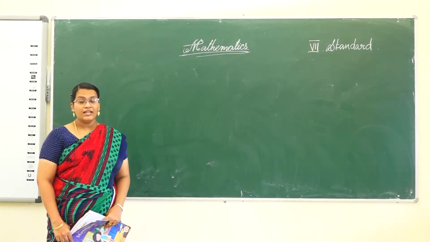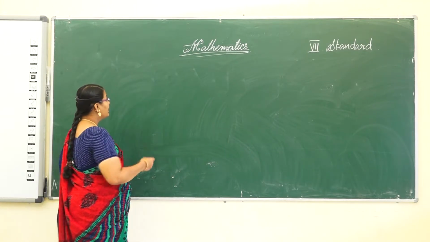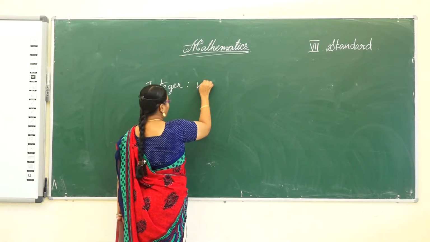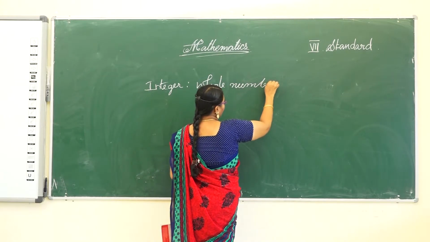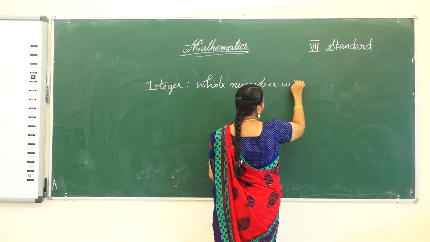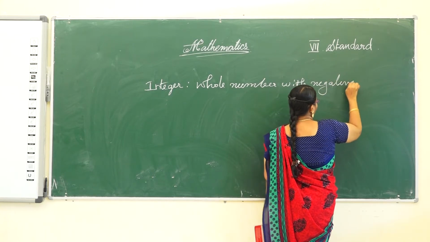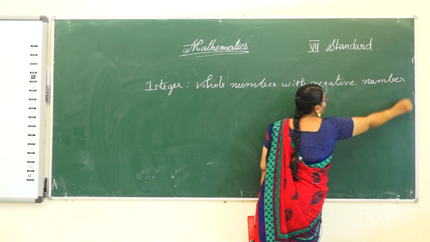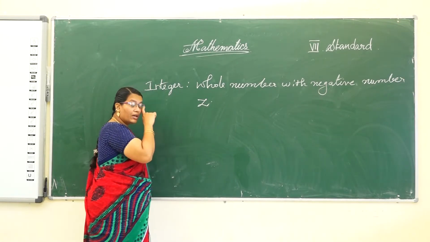The integers and addition and subtraction of the integers. Just to go through the concept of integers. What is the definition of integer? Whole numbers with negative numbers is called the integer. It is denoted by Z.